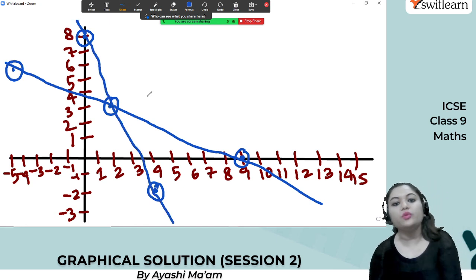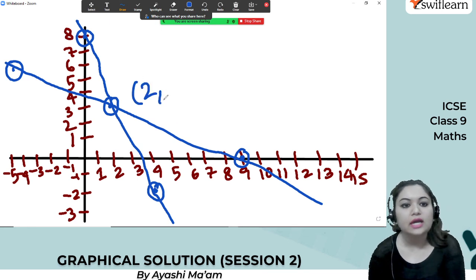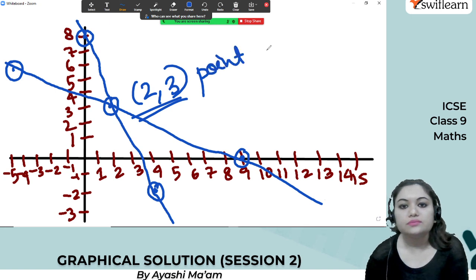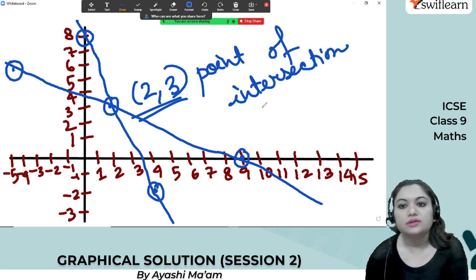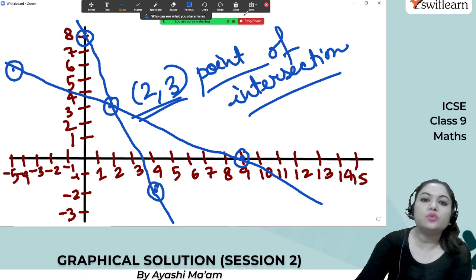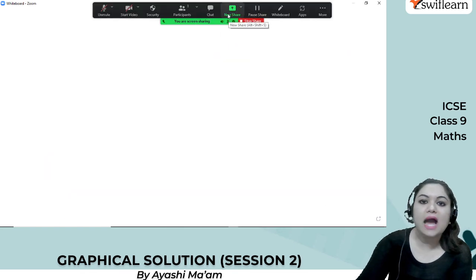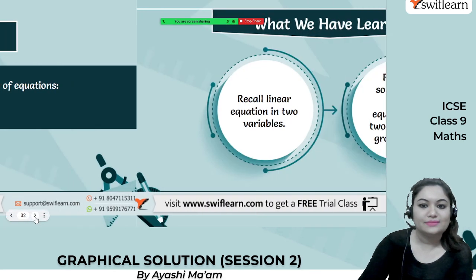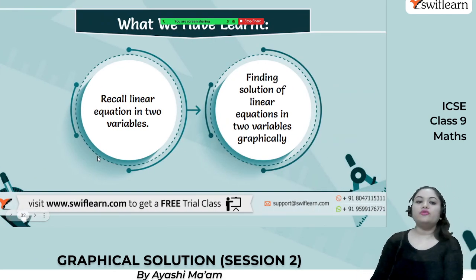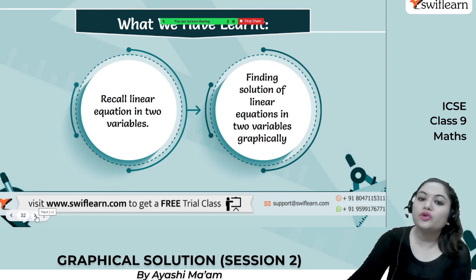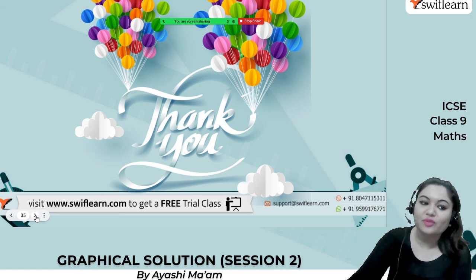And where is the point where the two straight lines are intersecting? 2, 3. This is the point of intersection, right? Point of intersection. That means x is equal to 2 and y is equal to 3. Bas, it's done. Easy. So we recalled linear equation in two variables, and we also learned how to find out the solution of linear equations in two variables graphically.